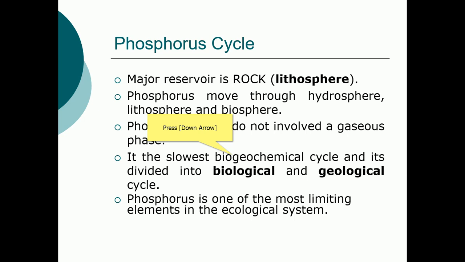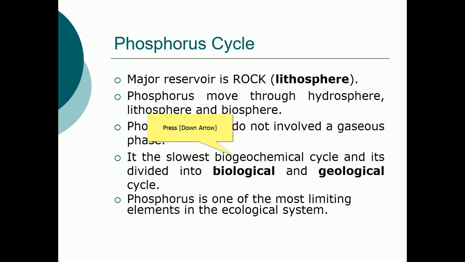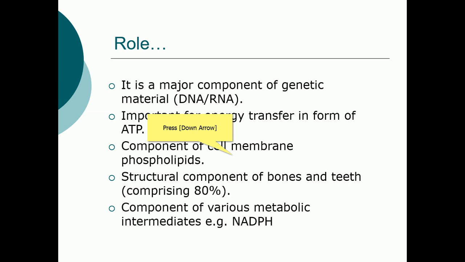So before we go into that, we talk about the biological role of phosphorus. What are the biological roles of phosphorus? But before then, we need to know that it is the slowest biogeochemical cycle, and it is one of the most limiting elements in our ecosystem. Being one of the limiting elements, we will see some of the processes and explain better, for example in algal bloom.